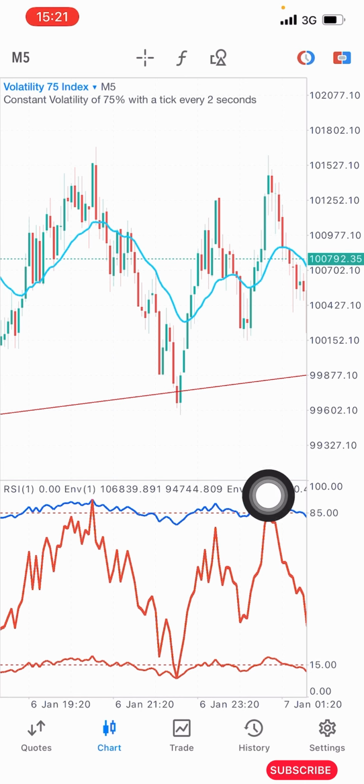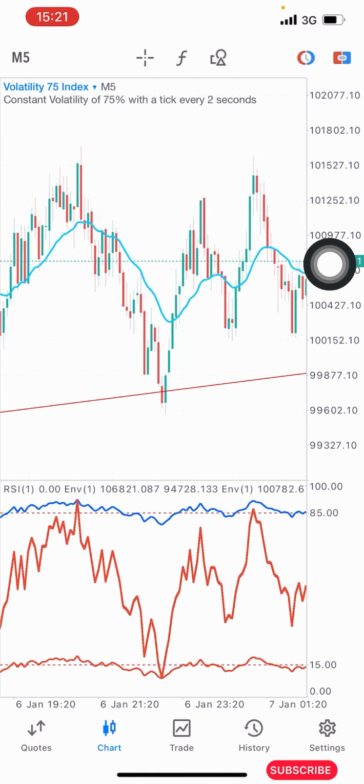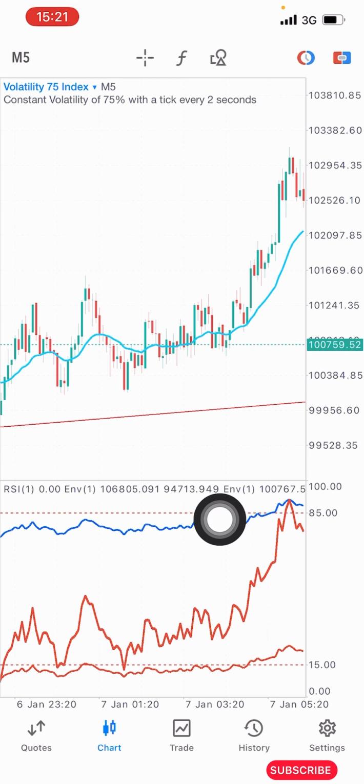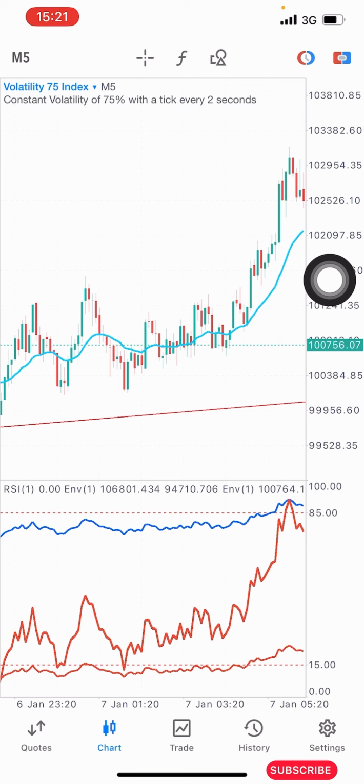All right, but you can wait for it to touch the blue line sometimes. If you're having a good account size to hold, you can wait for it to get to the blue line, and then you can exit from there. Okay, but if you're having a small account, you must not necessarily wait for it to get to the blue line or the red line before you exit. You can just exit once you see that it has gotten to the 85 level or the 15 level. You exit and then you wait for your next opportunity.